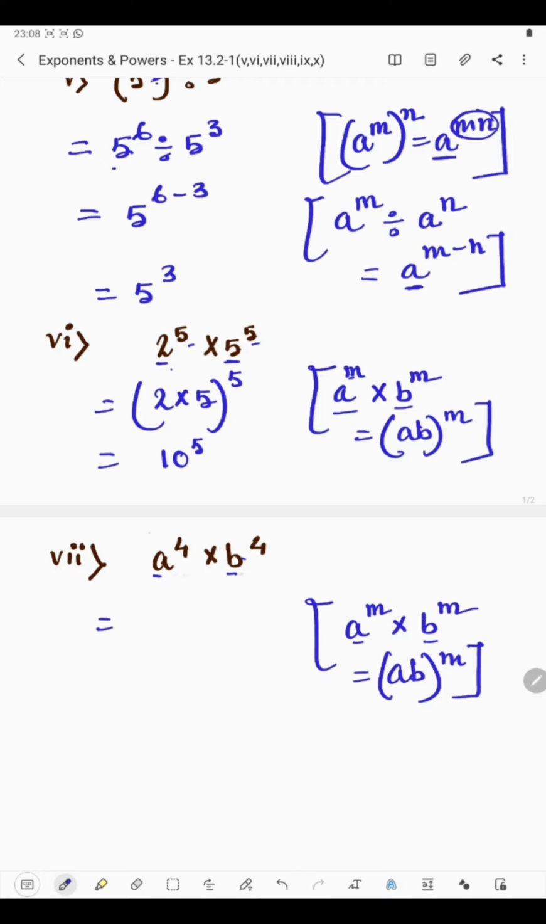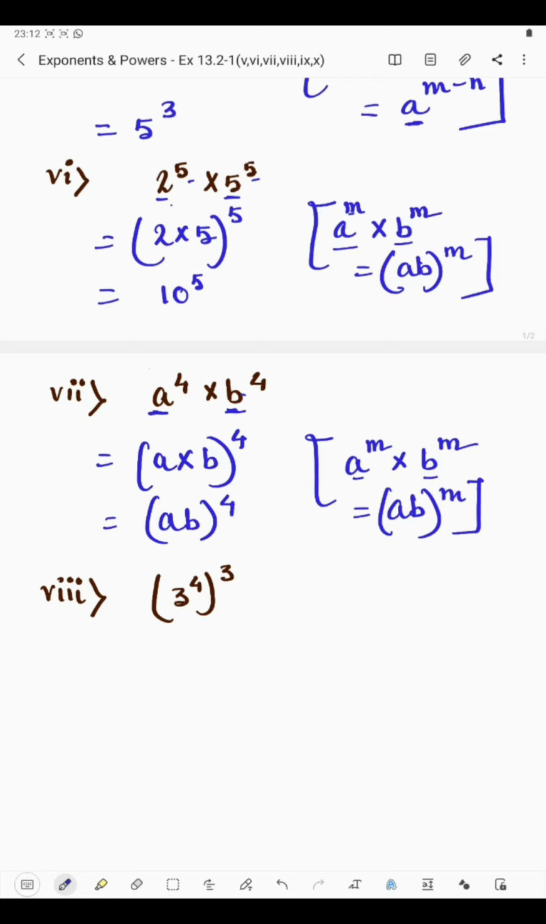Similarly here we'll just multiply the base. So a into b whole to the power 4. 4 is the power, okay? So we'll write the power one time. So a into b is ab, but we will have to put the bracket here, okay? So ab whole to the power 4. Now coming to next part.